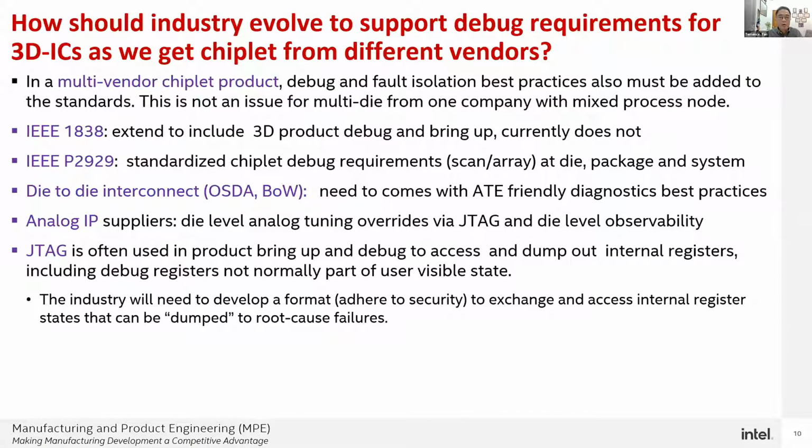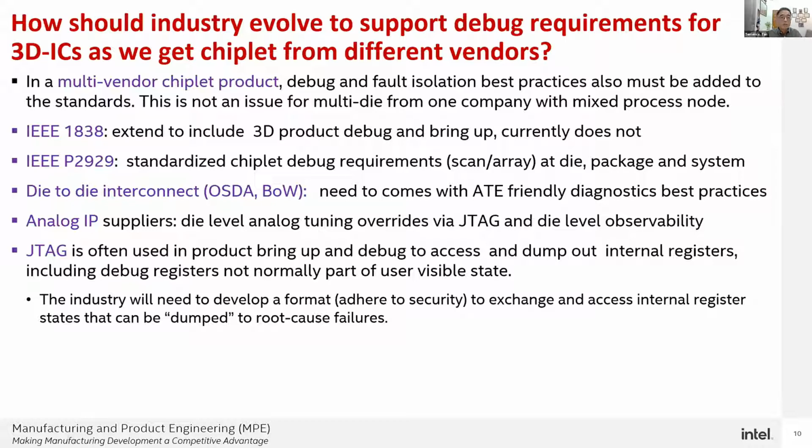Okay, so I've covered the best practices we need to do at die level: test program, inline detection, and four things about design for debug. We talked about die-to-die diagnostics, and the shift left from system to die level. Now I want to talk about what the industry should consider from the debug point of view.